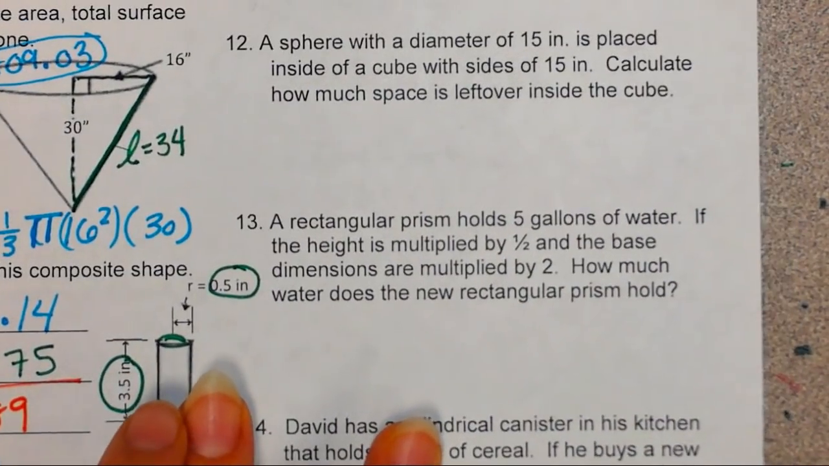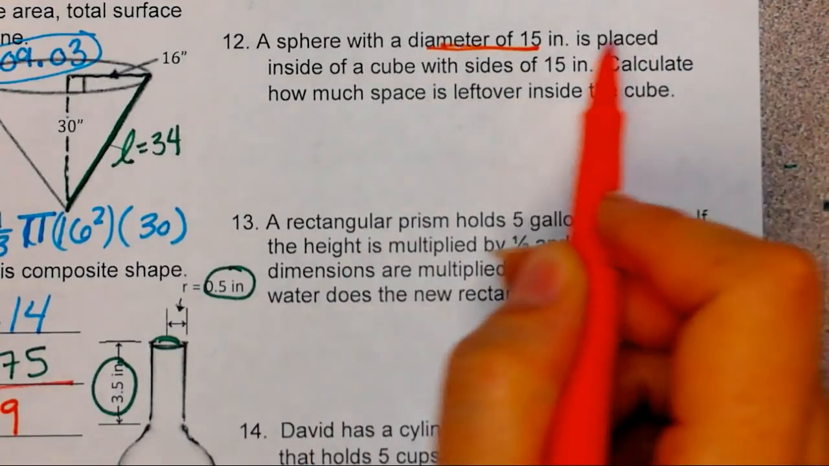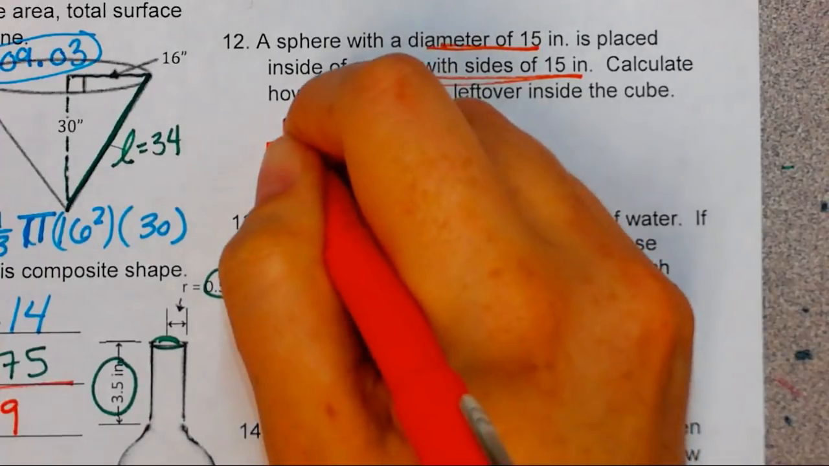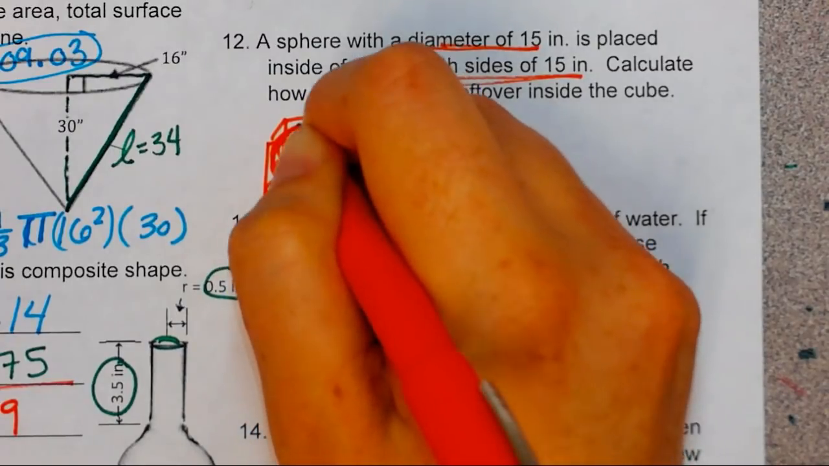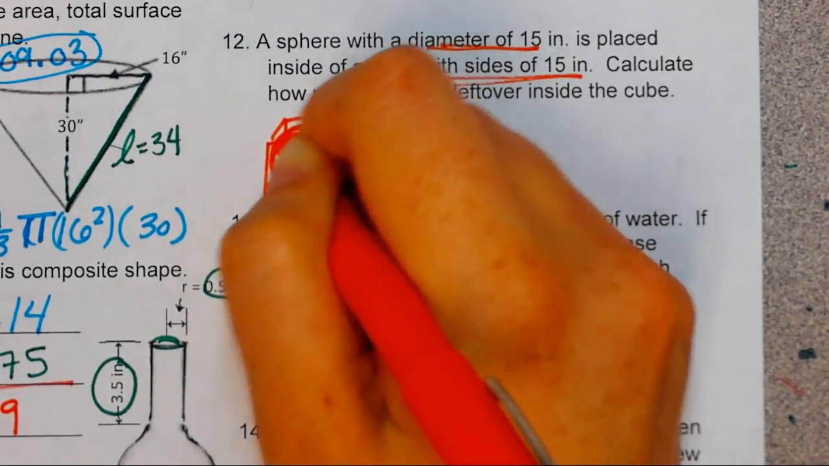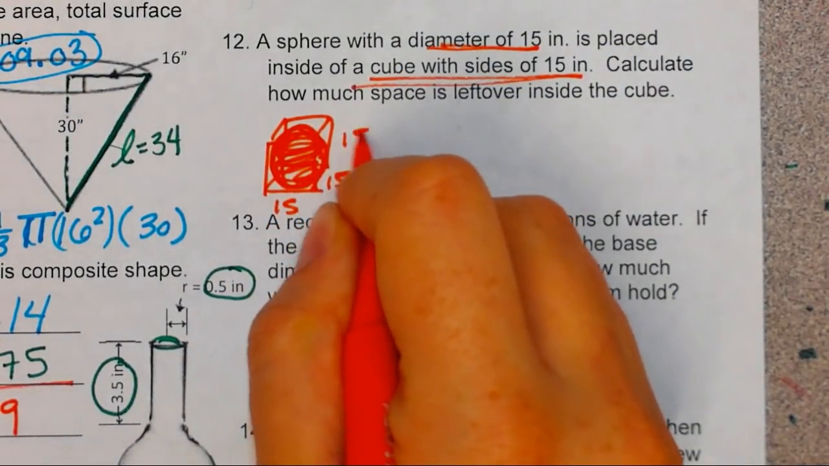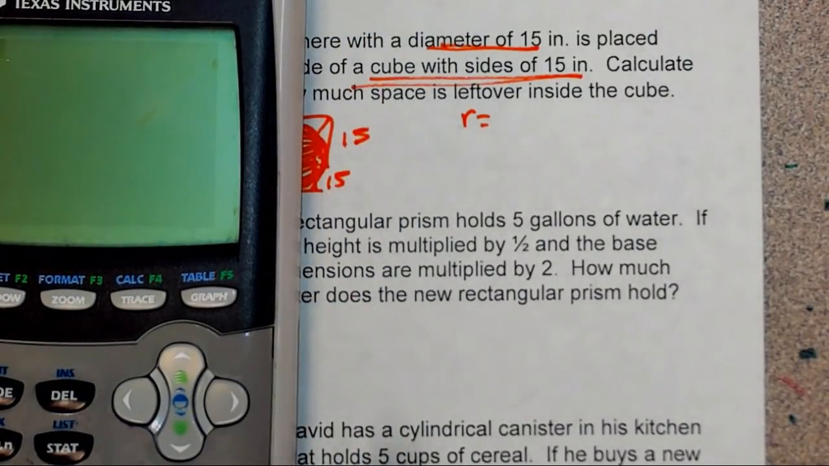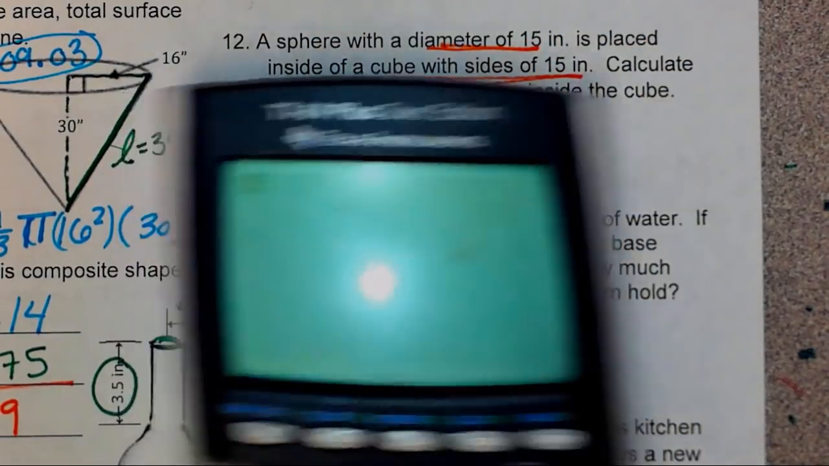The reason I want to do this first is because I know the test has very similar questions. It says a sphere with a diameter of 15 is placed inside of a cube with sides of 15. So it kind of looks like this. You've got this sphere inside of there, and these are all sides of 15. So if the sides are 15, that means the radius would be 7.5. It's going to be half of that.